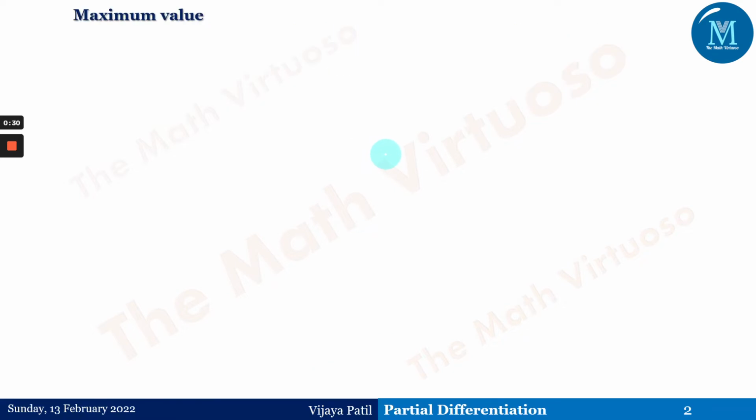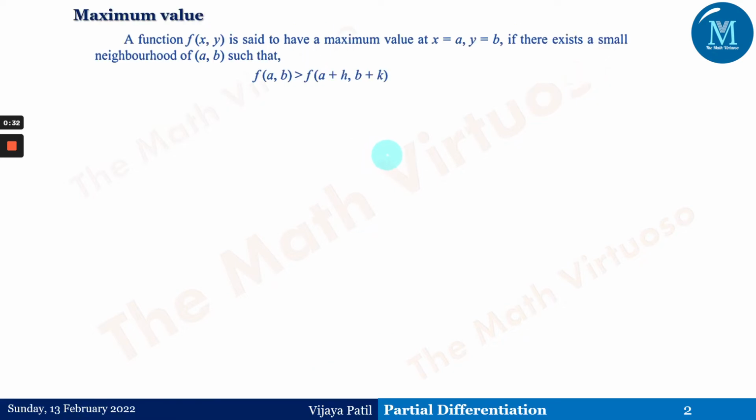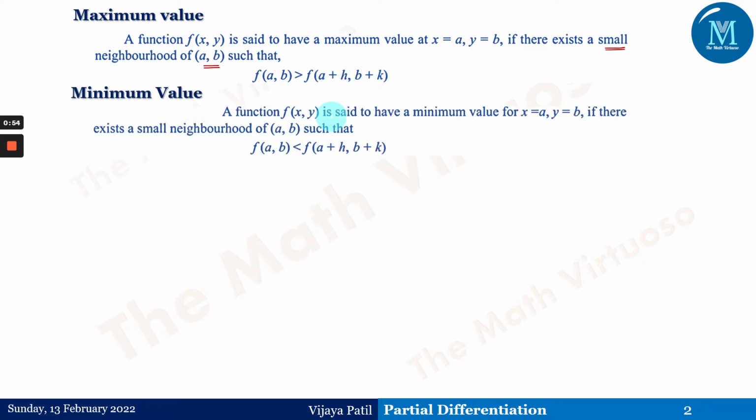Now, what is meant by the maximum value? A function f of x comma y is said to have a maximum value at x equals a, y equals b if there exists a small neighborhood of a comma b such that f of a comma b is greater than f of a plus h comma b plus k. This is the definition of the maximum value as per pure mathematics.